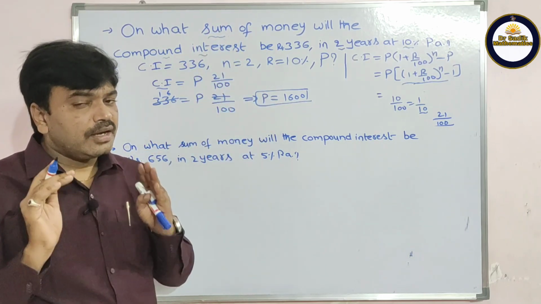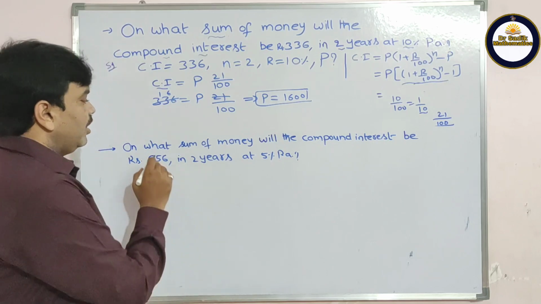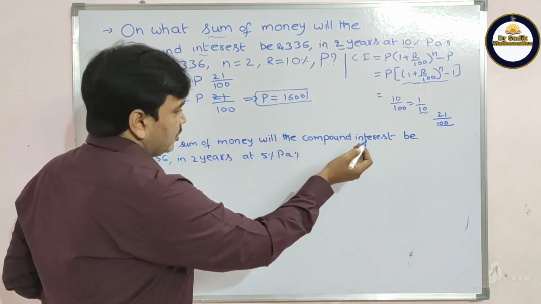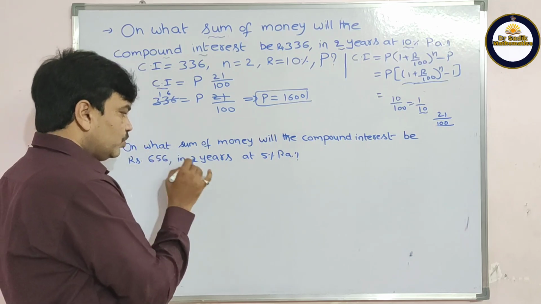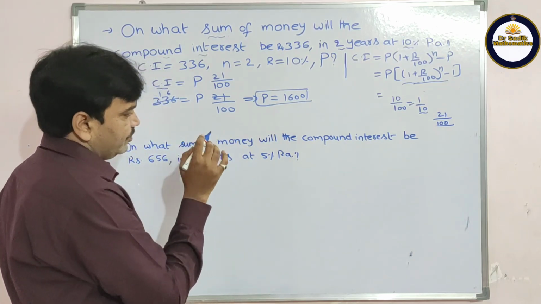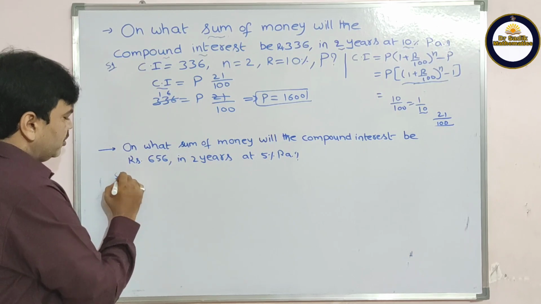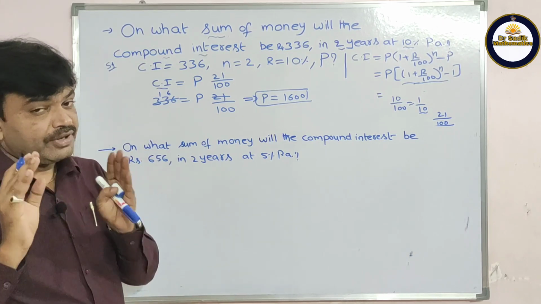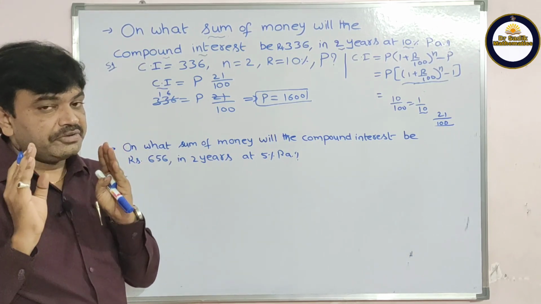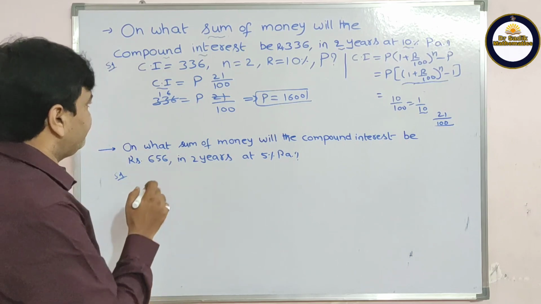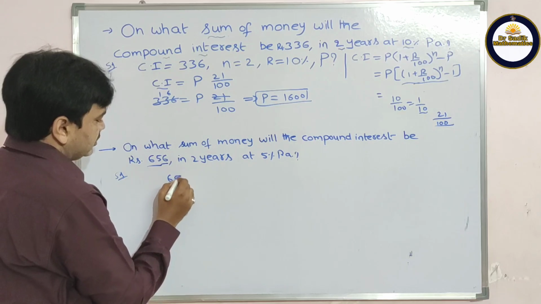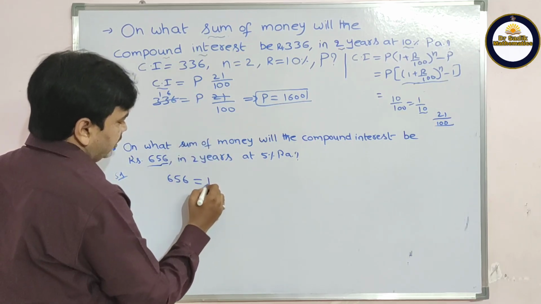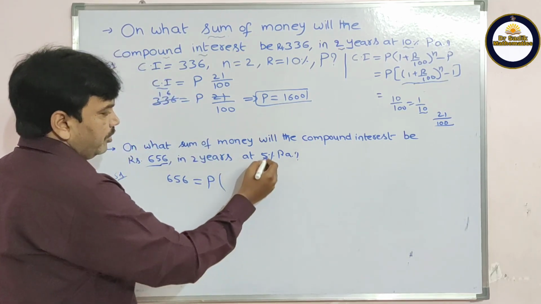Let us see another problem, friends. And what sum of money will the compound interest be rupees 656 in 2 years at 5% per annum? At 5% per annum. Come on, do it, friends. We can solve this problem within 45 seconds, friends. Let us see. See compound interest. What is compound interest here? 656, that is equal to P into 5%.